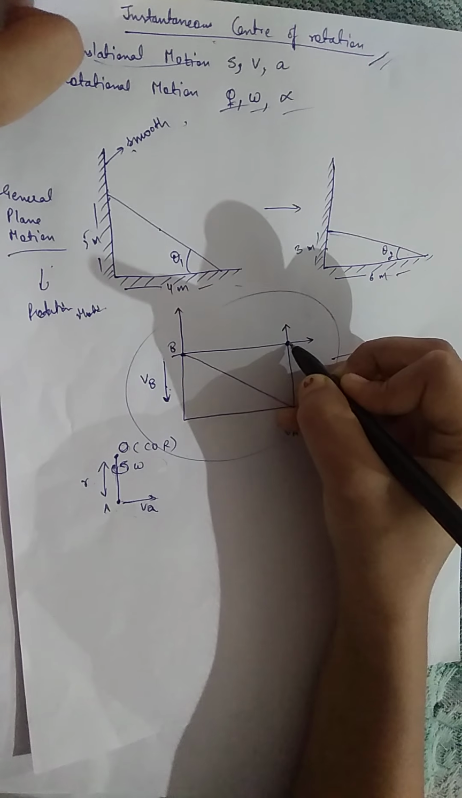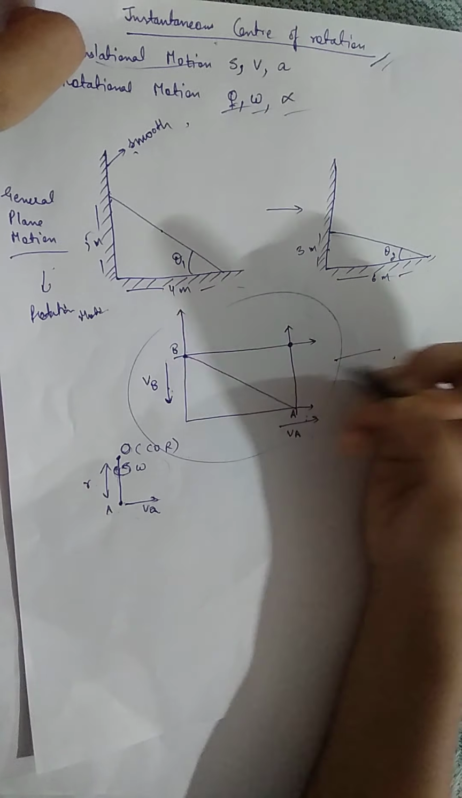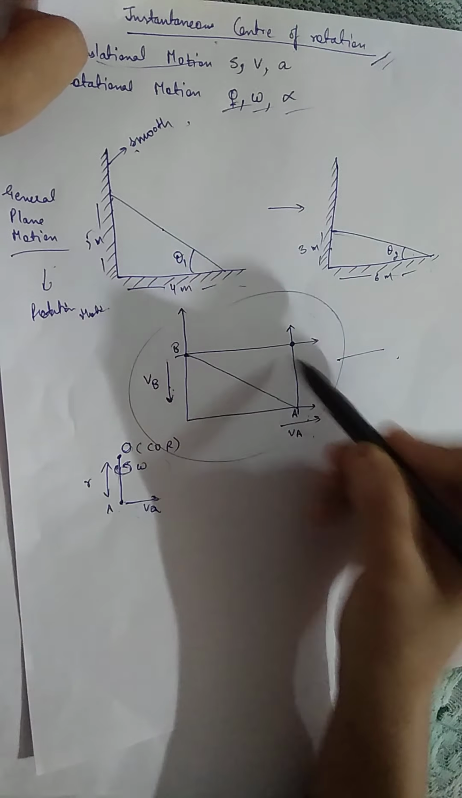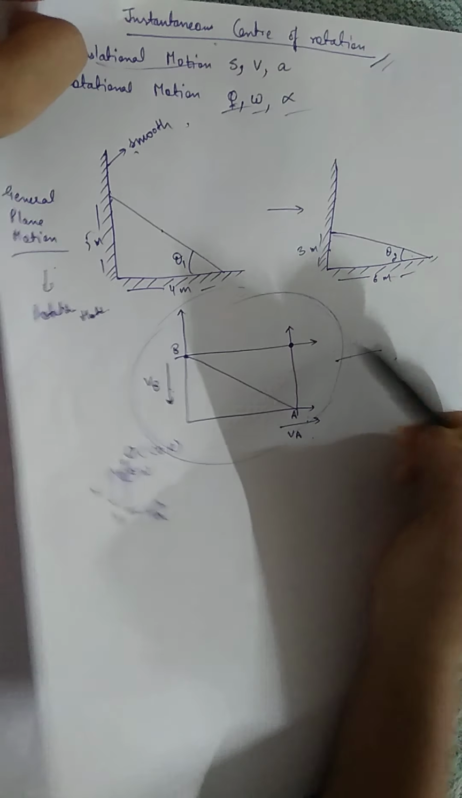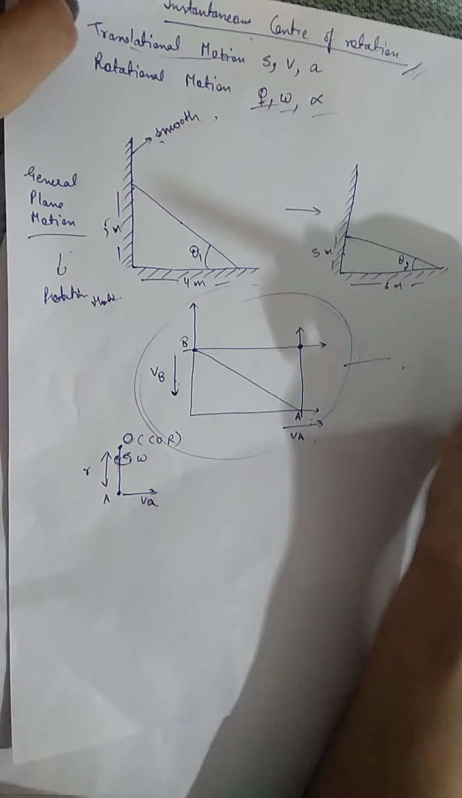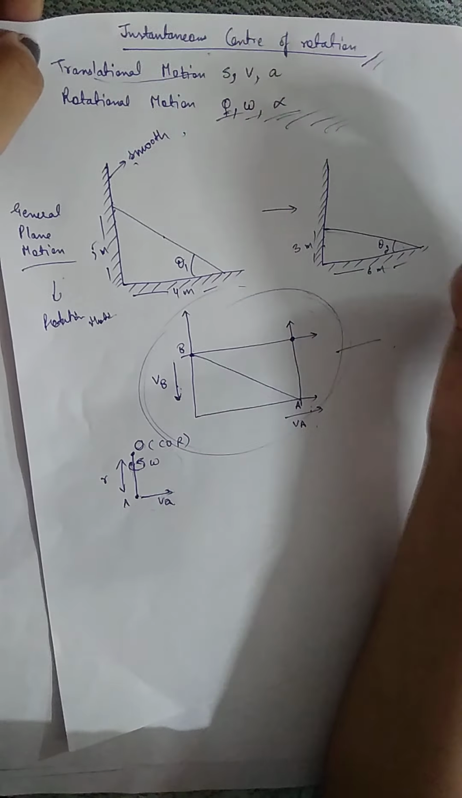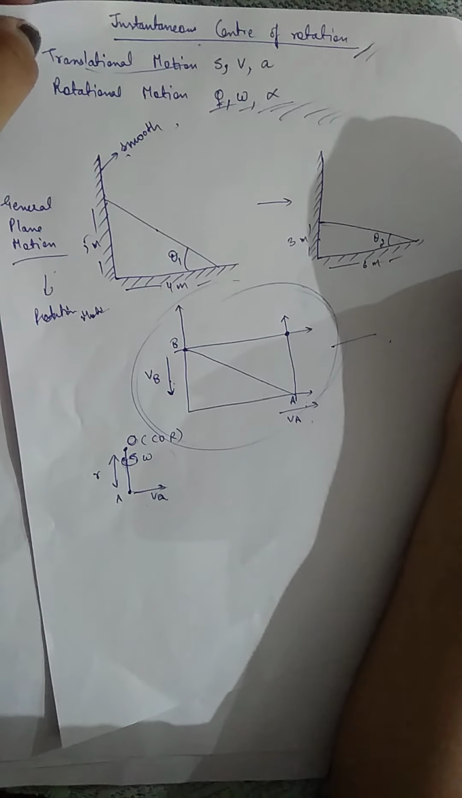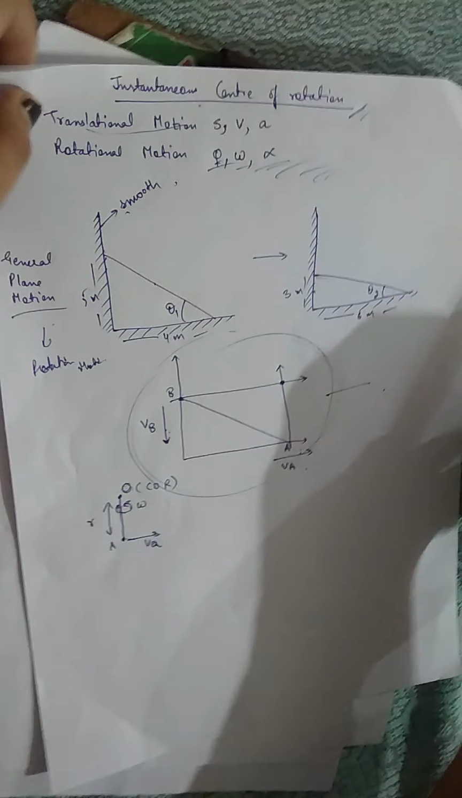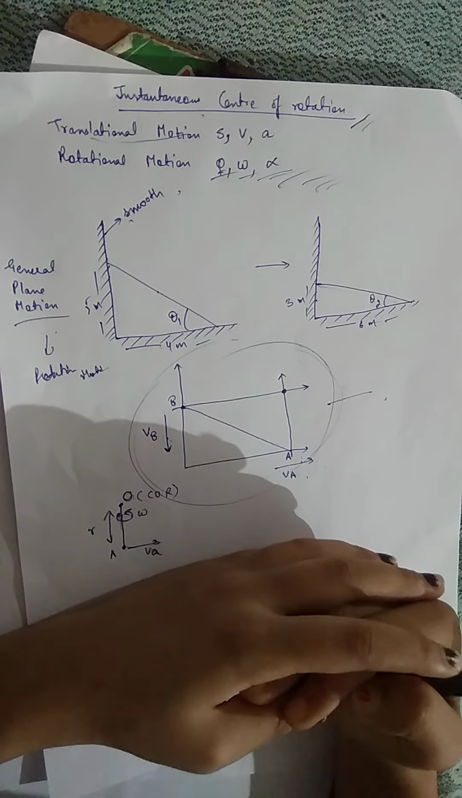So this is called the instantaneous center of rotation, and now we can deal with this situation as we were dealing with rotational motion, and we can use all the laws which were in rotational motion. So this was all about the instantaneous center of rotation. Hope you have understood it well.